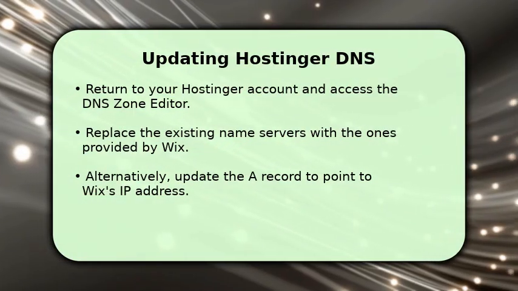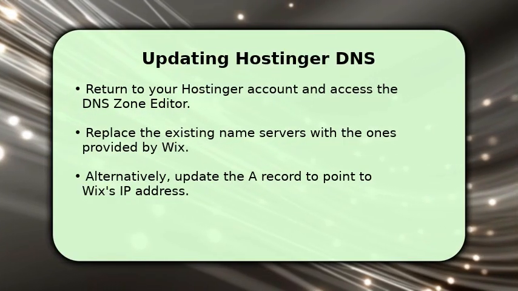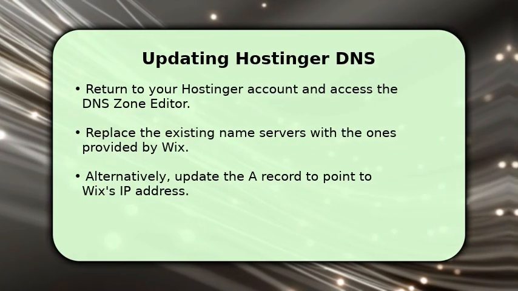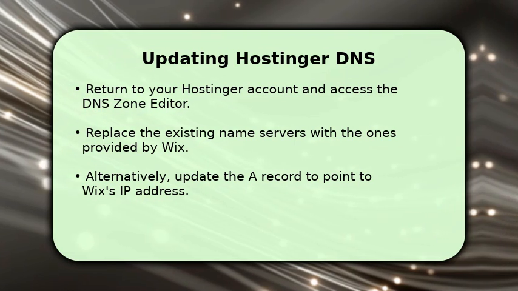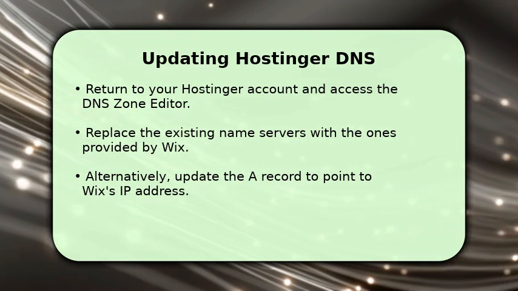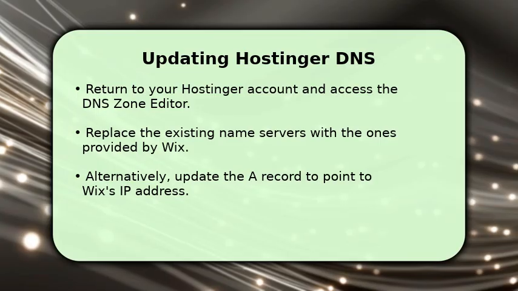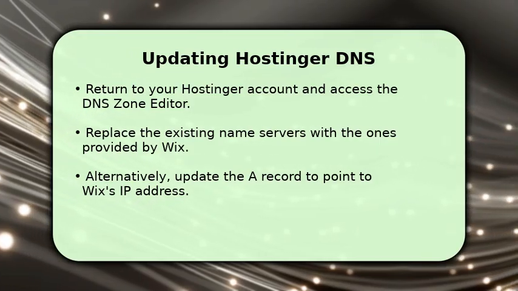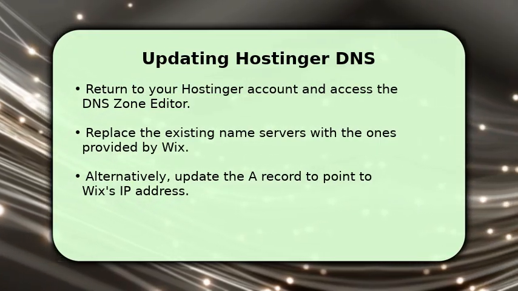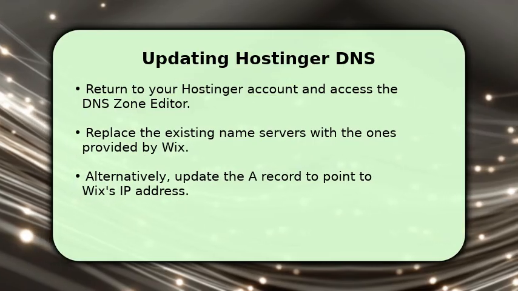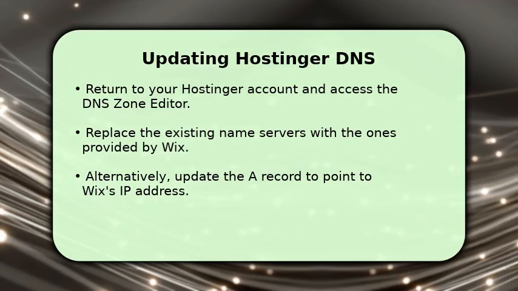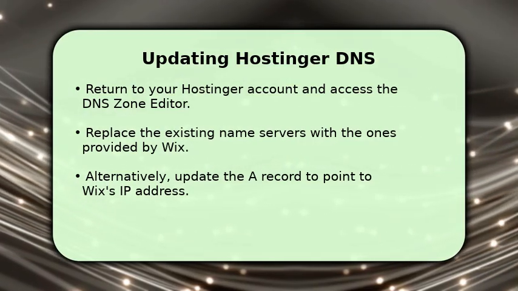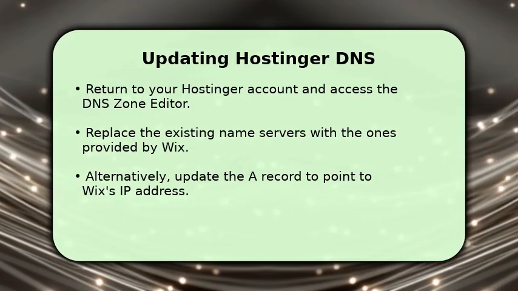Now, return to your Hostinger account to update your domain's DNS. Navigate to the DNS zone editor for your domain. Here, you will either replace the current name servers with the two provided by Wix or update the A record to point to Wix's specific IP address. Ensure you save all changes after inputting the new information. This step tells the internet where to find your website.